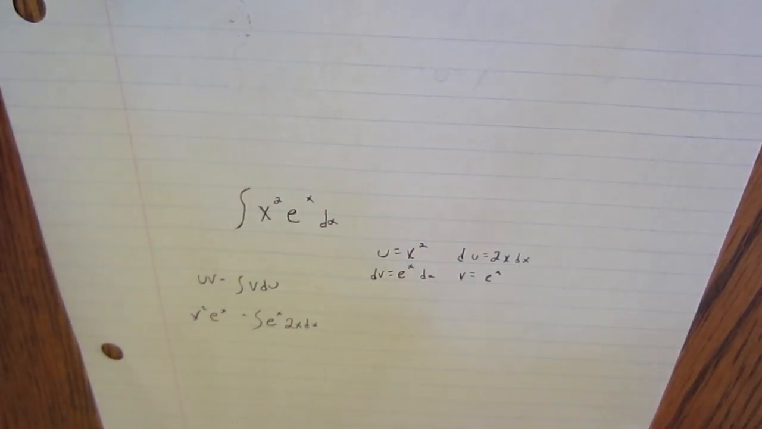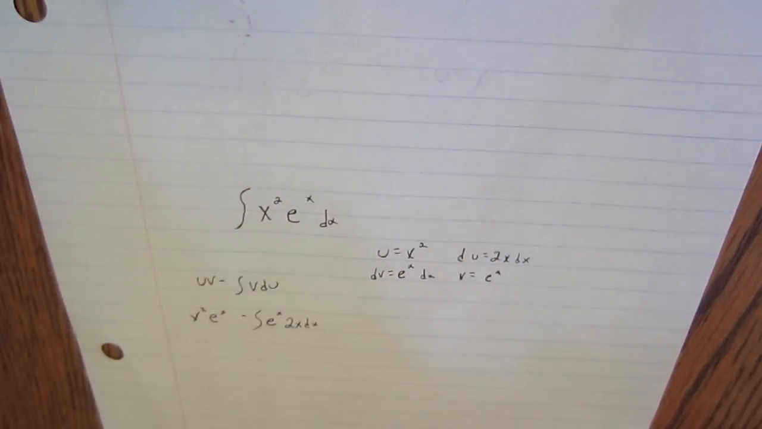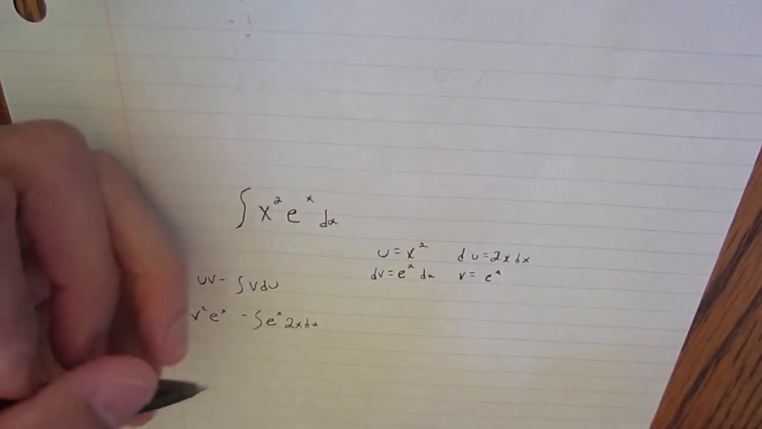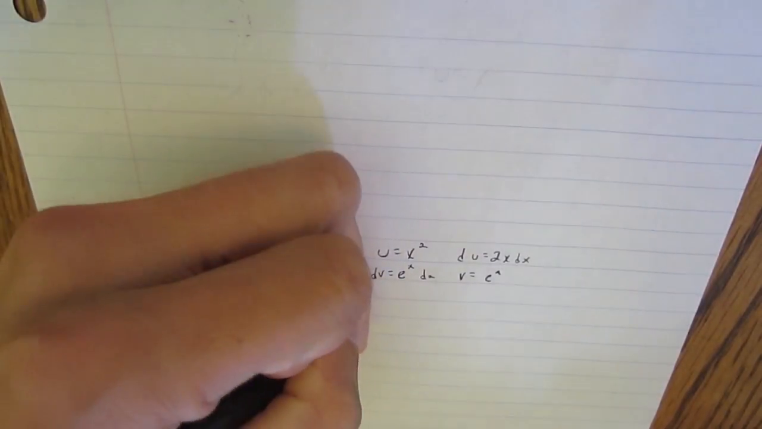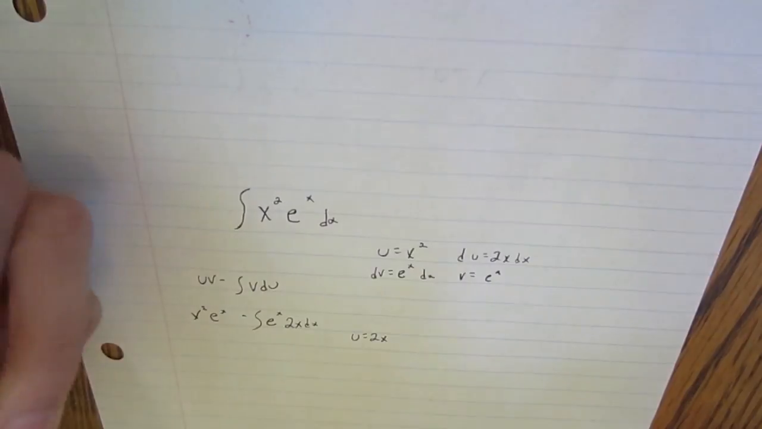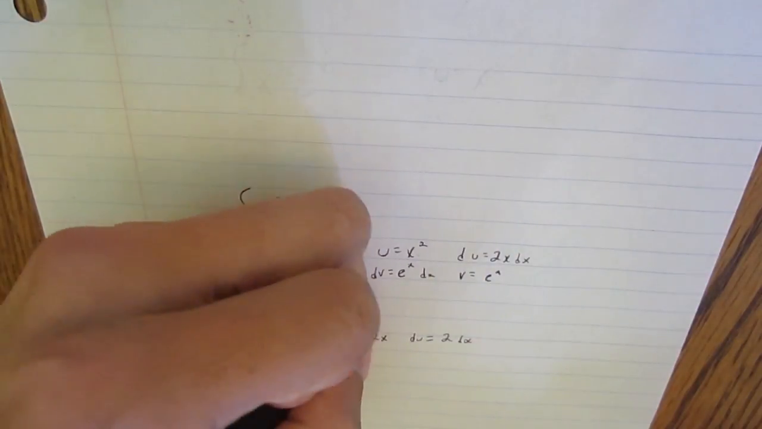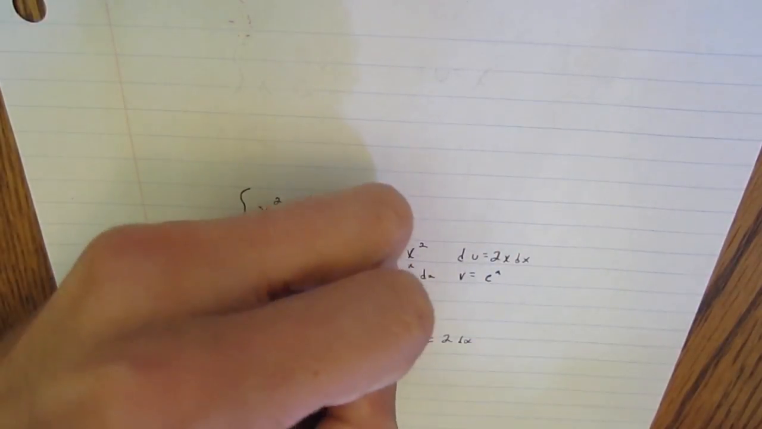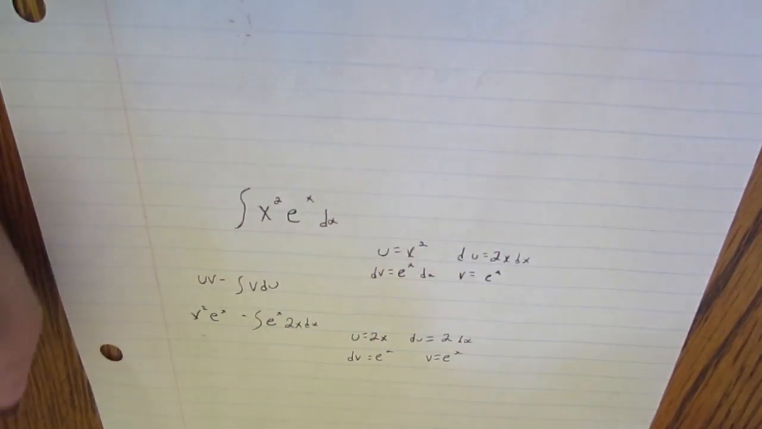And then you're going to be like, oh no, I have another integration by parts still, so we're going to have to do it again. So your u is again going to be 2x because you want to get rid of that x. Therefore du is going to equal 2 dx. dv is going to be e to the x, and v is still going to stay the same and be e to the x.